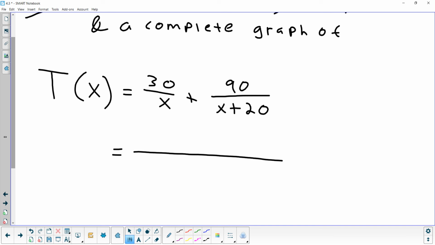You don't have to do it out. You just tell me it's going to be two things multiplied together. No, it's not going to have anything with the 30 in there. When you multiply the 30 divided by x plus 20.